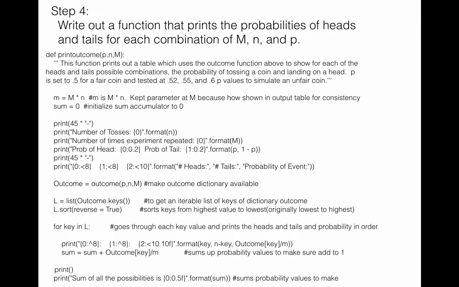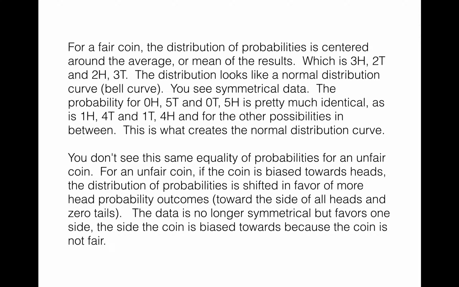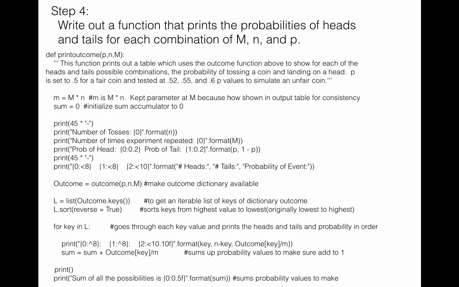And then underneath, sum equals sum plus outcome of key over m, which just says that if outcome of key is the number of occurrences of that event, and then dividing by m is over the total number of occurrences, and that's my relative frequency, then the sum of all the relative frequencies or probabilities should be 1. And that's what I'm keeping track of in that sum there, and then I show the sum. And then this, well, I'll come back to this because that explains.